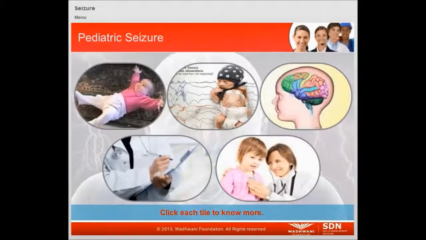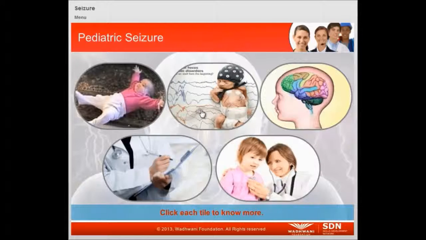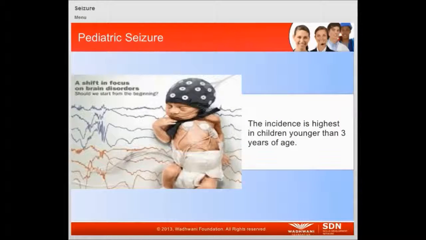Pediatric seizure. Click each tile to know more. Seizures are the most common pediatric neurologic disorder, with 4% to 10% of children suffering at least one seizure in the first 16 years of life. The incidence is highest in children younger than 3 years of age.